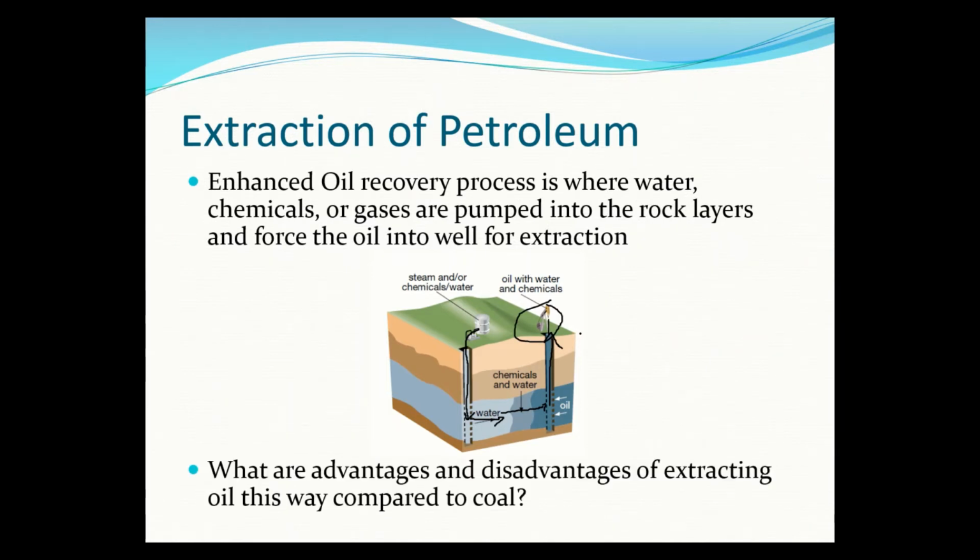So what are the advantages and disadvantages of extracting oil this way compared to coal? Well, with coal, you need to extract this whole area of land. This is tiny. You could have this on farmland. So we'll put advantages over here and disadvantages over here. An advantage to doing it this way is less land use.